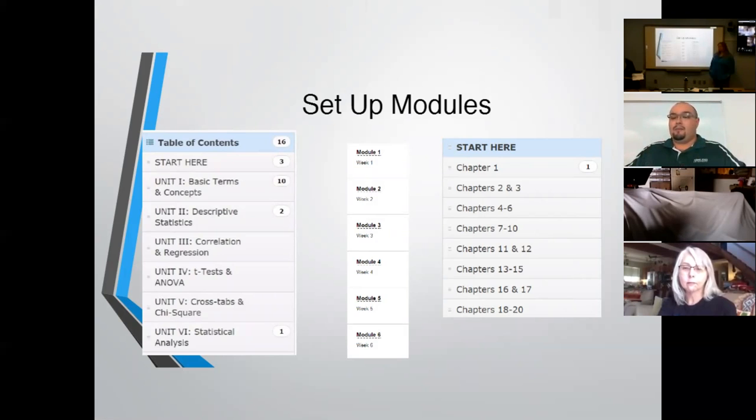An alternative would be weeks. So Module 1 is what the students will be doing in week 1. Module 2 will be week 2, and so on. Another way you can organize modules would be chapters. So you can go over Chapter 1 in Module 1. The next module may have Chapters 2 and 3. And so these are just 3 different examples of how you can organize your modules.